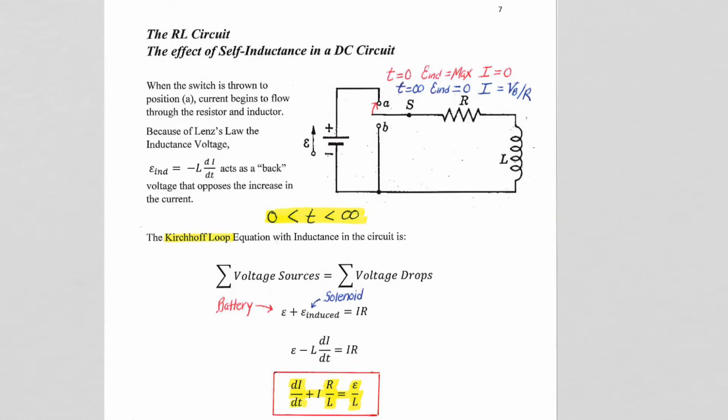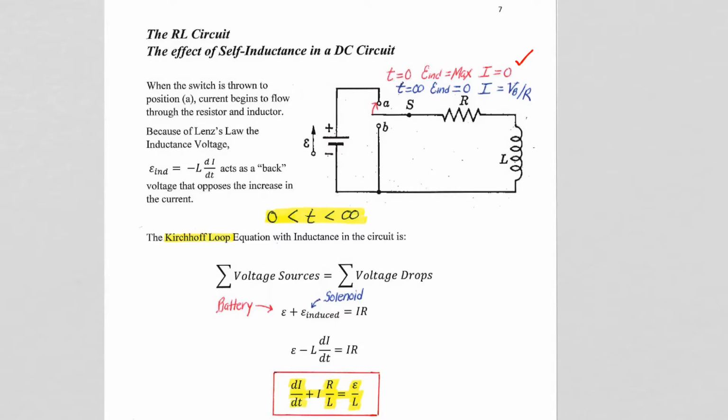In this lesson, we're now going to look at what happens in detail as the current begins to flow through an inductor. From our last lesson, we know the endpoints. At time t equals 0, we get a maximum rate of change of flux through the inductor. The induced EMF spikes and shuts off the current.